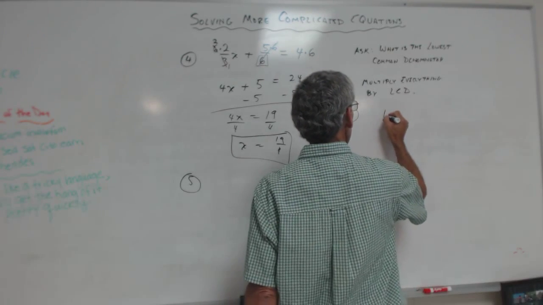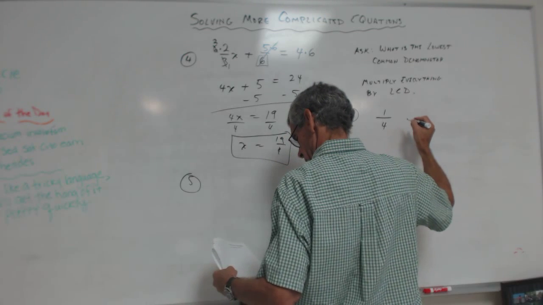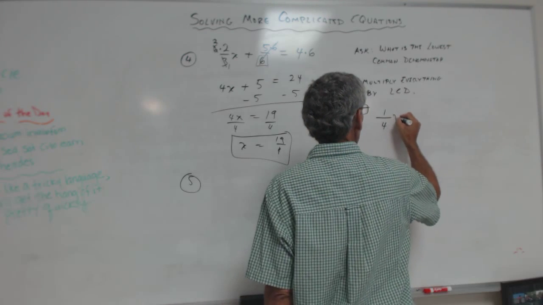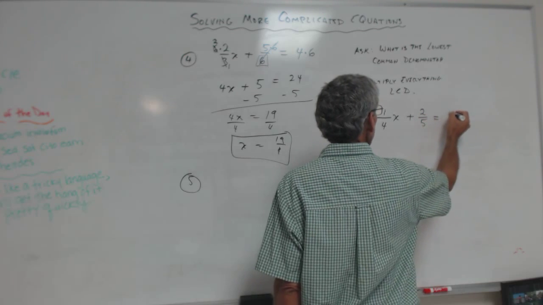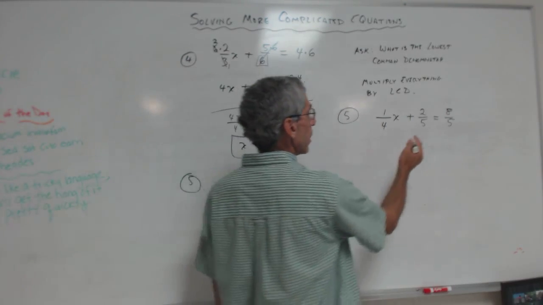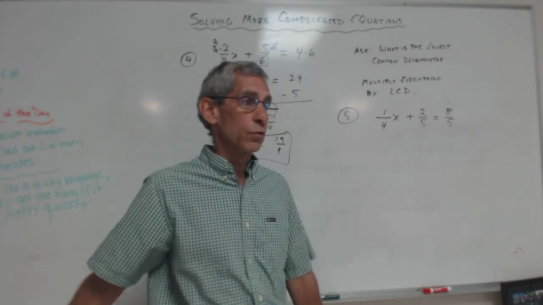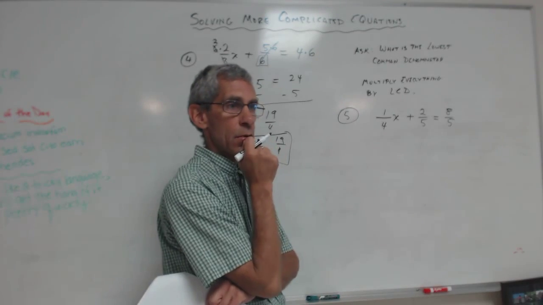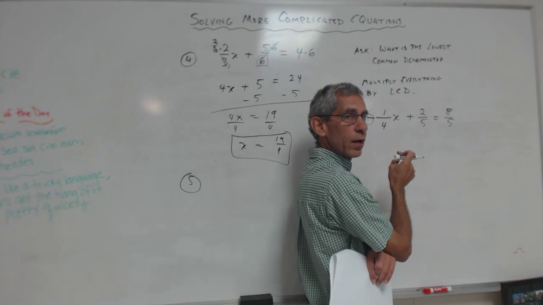What if I gave you 1/4 x plus 2/5 equals 8/5. Okay? Now, I ask my question, what is the lowest common denominator? Because I want to get rid of my fractions in one move. This is the way I do it. What is my lowest common denominator? 4 goes into 5? So what is my lowest common denominator?